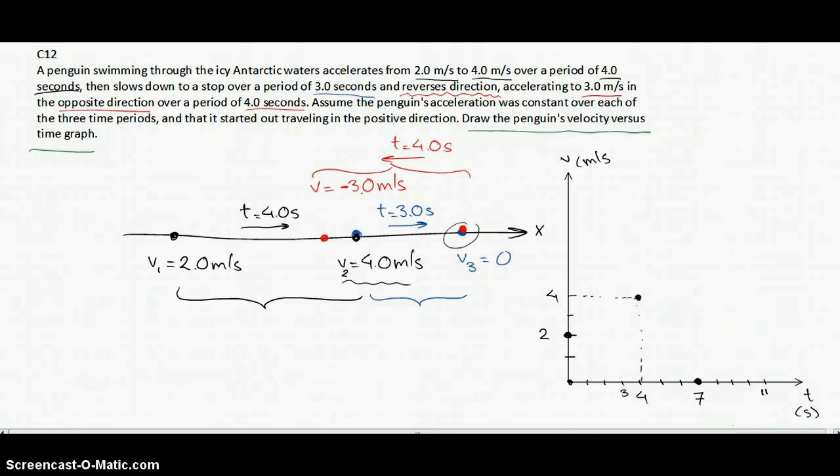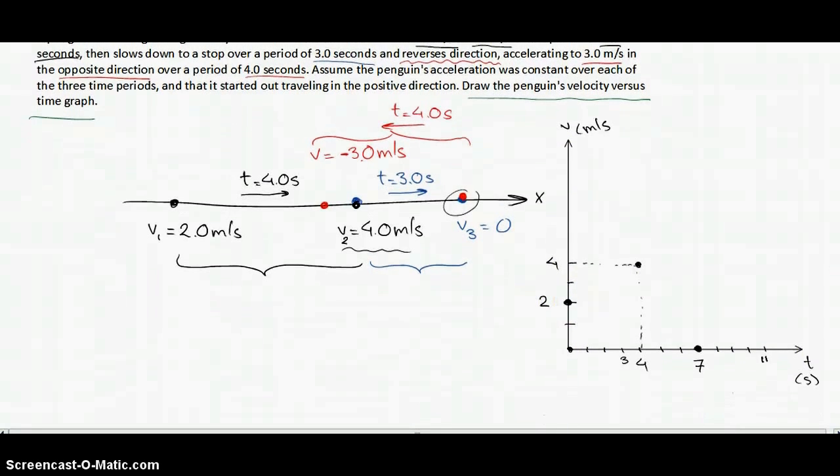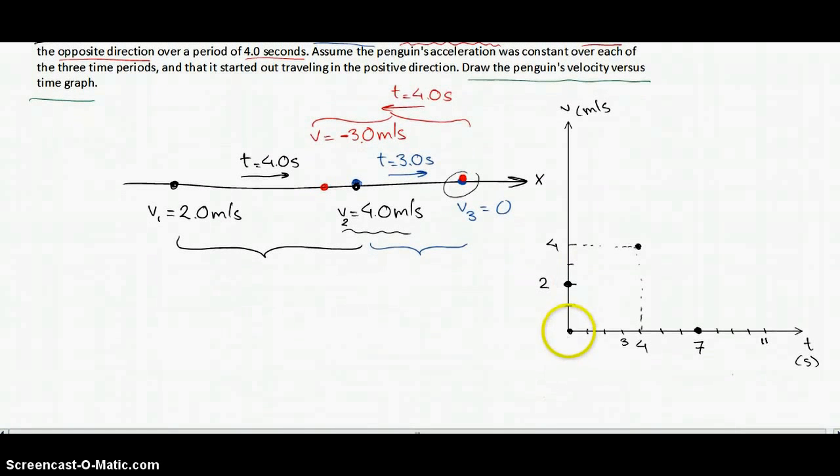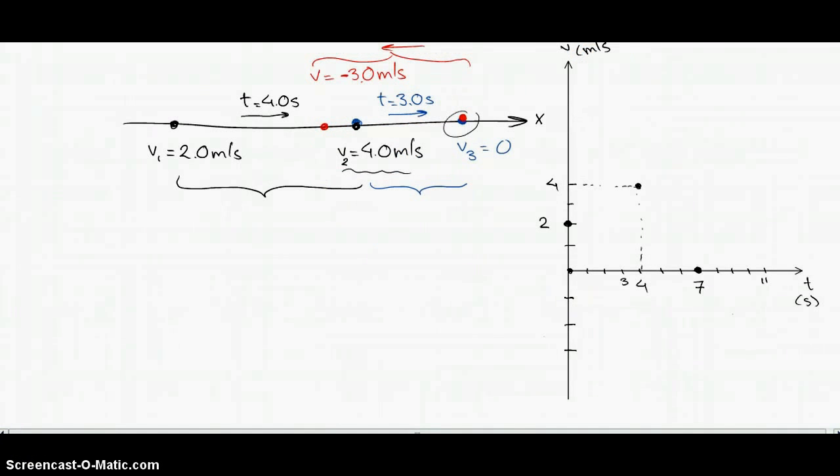So now I realize that I made my graph too large and I didn't include any negative numbers. I do that, and I add a negative part to my graph where I can include negative velocities. And this is my point, the last point.